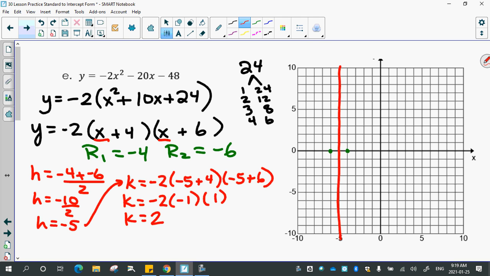You get 2 for k. Yes, okay. We've got our vertex to be at -5 and 2 up here. Our step number is -2. So having an a equal to -2 means down 2, 6, and 10.